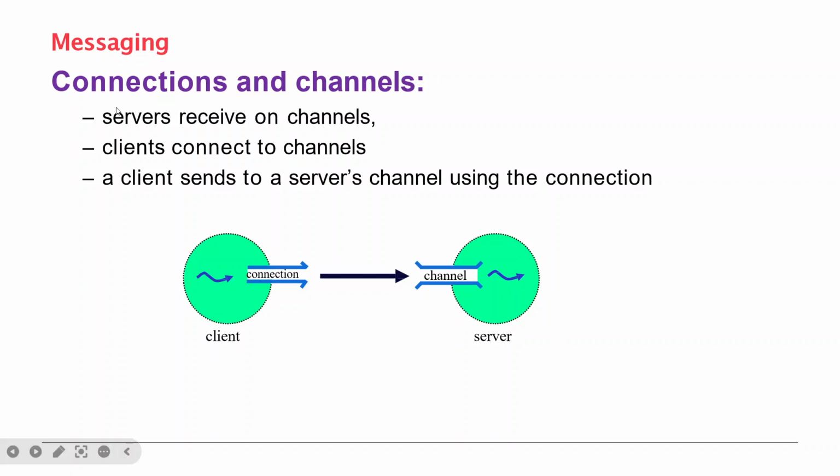Now we can see connections and channels. The client sends to the server's channel using connections. The server has channels and receives on channels. The client connects to channels. We can see the client is connected to the channel, and the server receives from the channel.